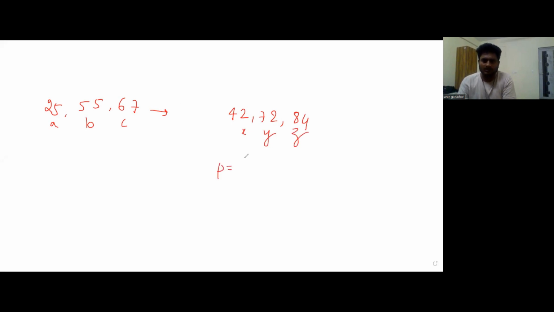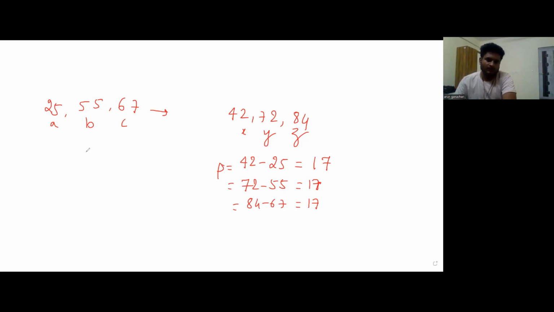What is X minus A? 42 minus 25. How much are you getting if you subtract 42 minus 25? 17. And in most of the cases, we'll get the same number. If I subtract 72 minus 55, here also I'll get 17. If I subtract 84 minus 67, here also I'll get 17. So P, we have found out the value.